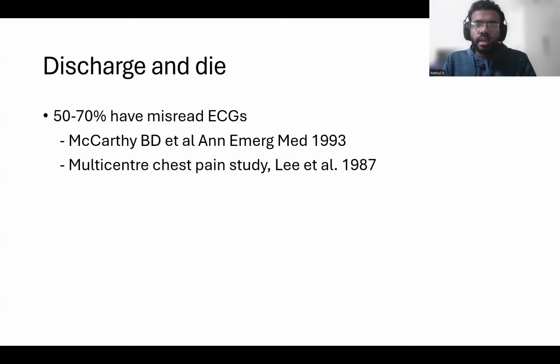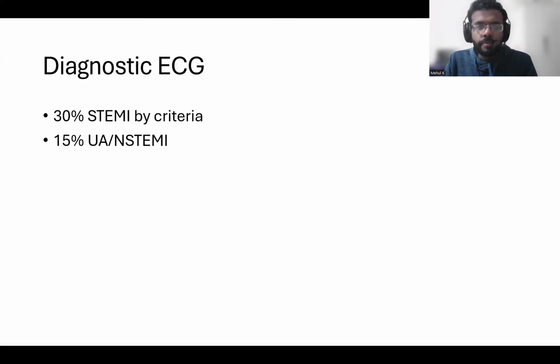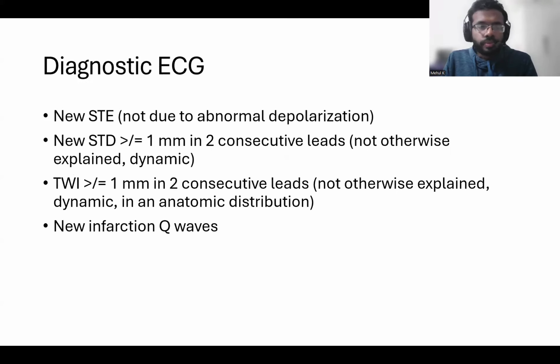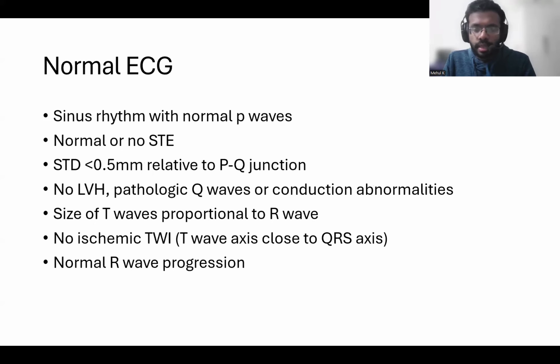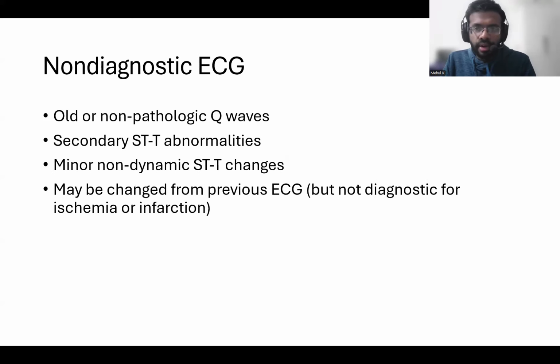The problem is that ECG findings can be subtle. So of the people who get discharged from the emergency department wrongly and die, up to 70% of them actually had misread ECGs in the emergency department, as per the literature that I mentioned here. So you have three types of ECGs, broadly speaking. You have a diagnostic ECG, you have a non-diagnostic ECG, and you have a normal ECG. So there are different ends of the spectrum.